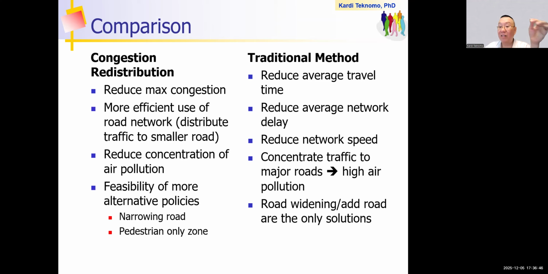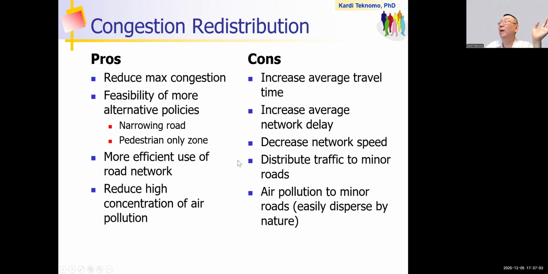So reduction of maximum congestion is actually similar to the concept of congestion distribution earlier, so that it will become closer to a uniform distribution. So these are the pros and cons of congestion redistribution. Congestion redistribution will actually reduce the maximum congestion, but it might increase, not always, but it might increase the average travel time.